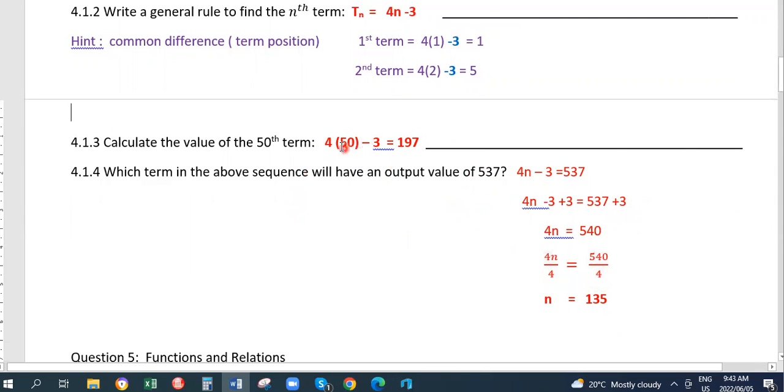Here you're subtracting 3 and you're multiplying by 4. So working backwards is now you add 3, 537 plus 3 is 540. Here you are multiplying by 4, then here you divide by 4. Now I introduced to you equations, because that's the section we're covering next term.